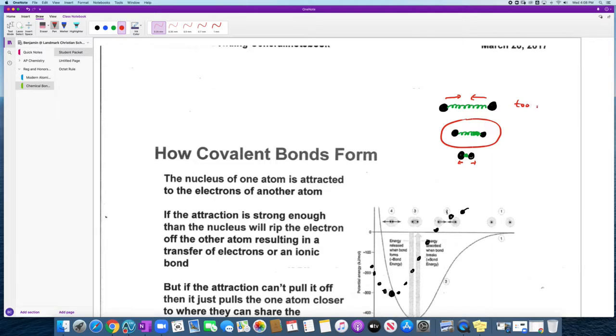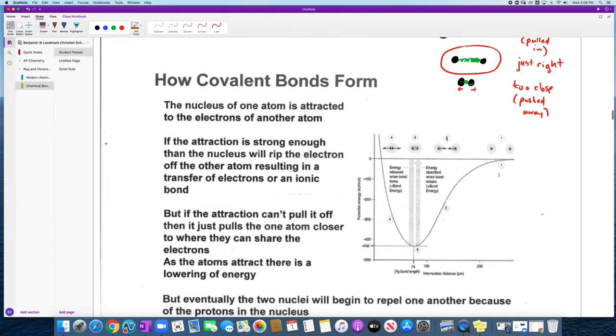So too far, it's getting pulled in, and too close, it's being pushed away. And that scenario in the middle is the Goldilocks scenario, just right. This is a little bit different than a ball rolling down the hill, but it's the same type of thing. Scientists say that the energy has been minimized here. It's the same type of thing that is in this energy diagram here.